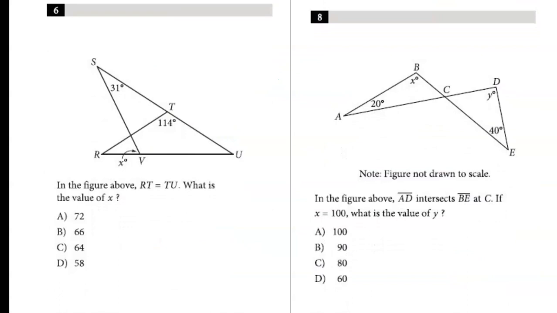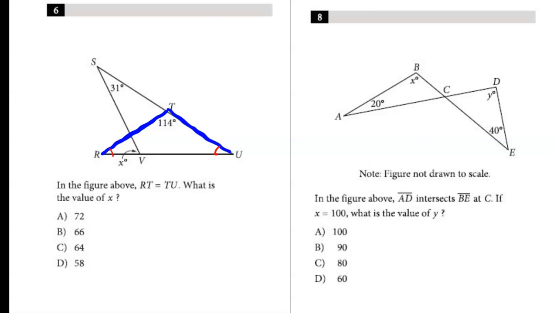Number 6. Got a lot of stuff going on here. Triangles crisscrossing. Let's see what we got going. So RT equals TU. So I'm going to just color these. So RT, that blue line, is going to equal TU, that blue line. So right away, I know if I have an isosceles triangle that these two angles should be equal.